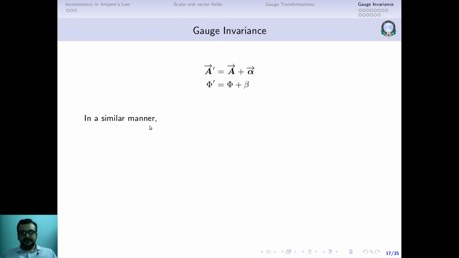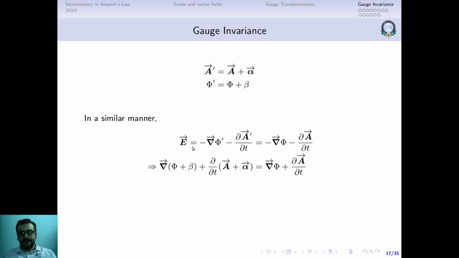Again, in a similar way, if you look at the electric field, the electric field will be the same no matter whether you use this set of potentials or this set of potentials. So minus grad phi prime minus dou A prime by dou t must be equal to minus grad phi minus dou A by dou t. This again is the requirement for the gauge transformation to be valid.